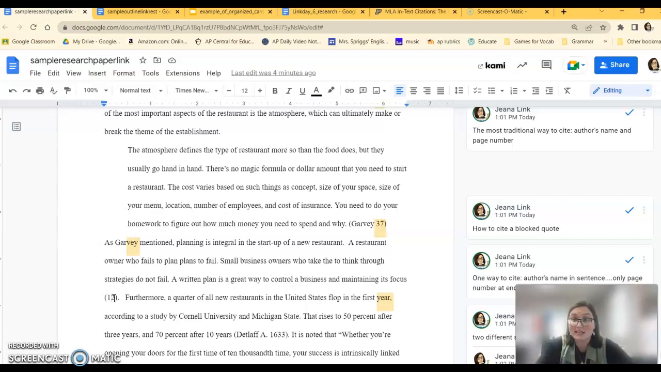That varies your writing style. It shows your strength as a writer. It also gives your reader a little bit of variation. It makes for a stronger paper. So that's something to consider.